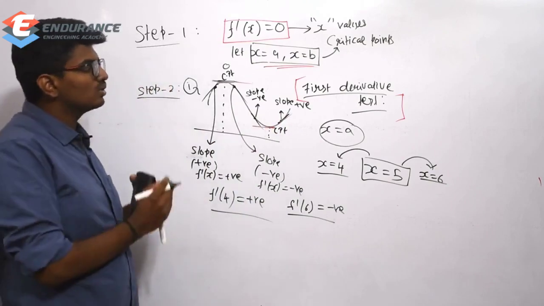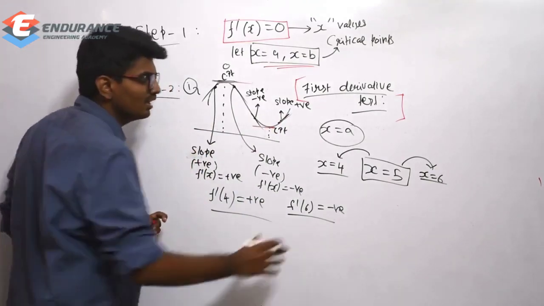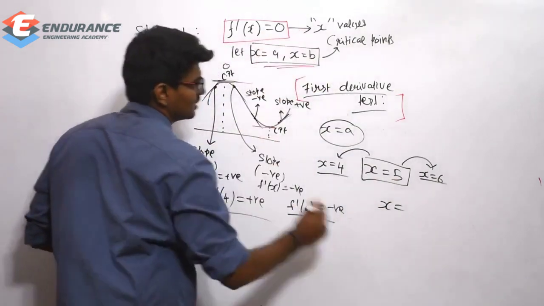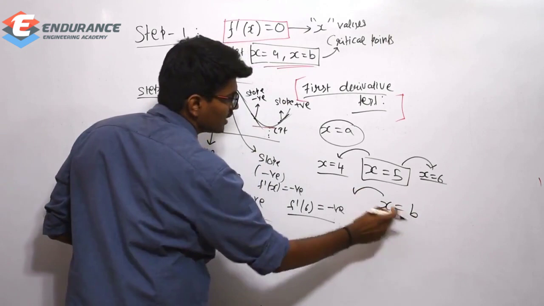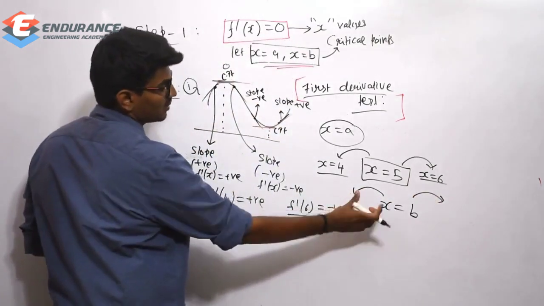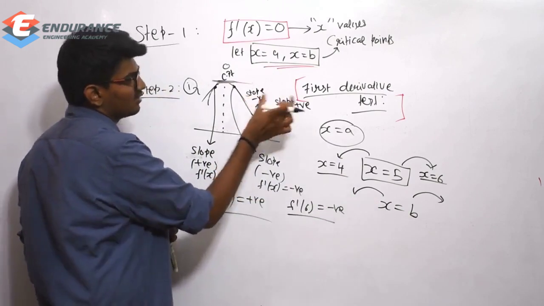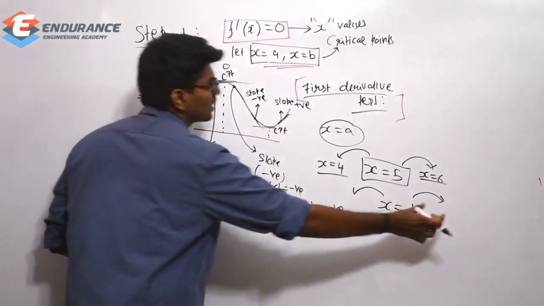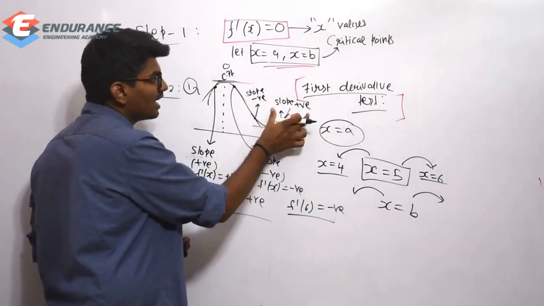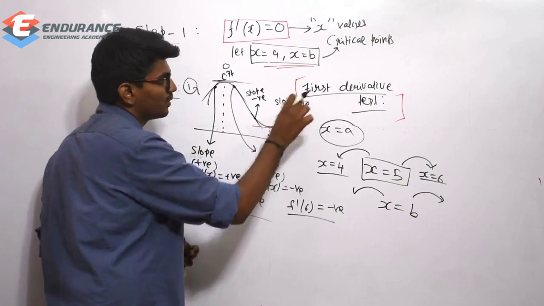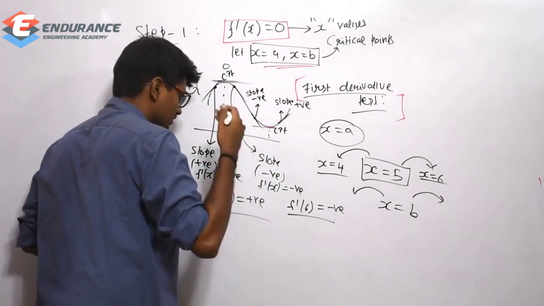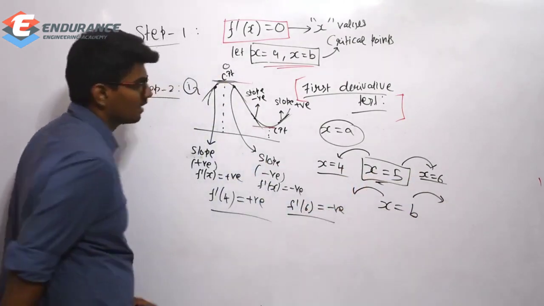So what I need to do in case of minima, same principle: take a critical point value, you will get it from this, x is equal to b. Choose one value before b and one value after b, and substitute them in f dash of x. If f dash of x is negative before and positive after, then the slope is changing from negative to positive, so the point which we got is minima.